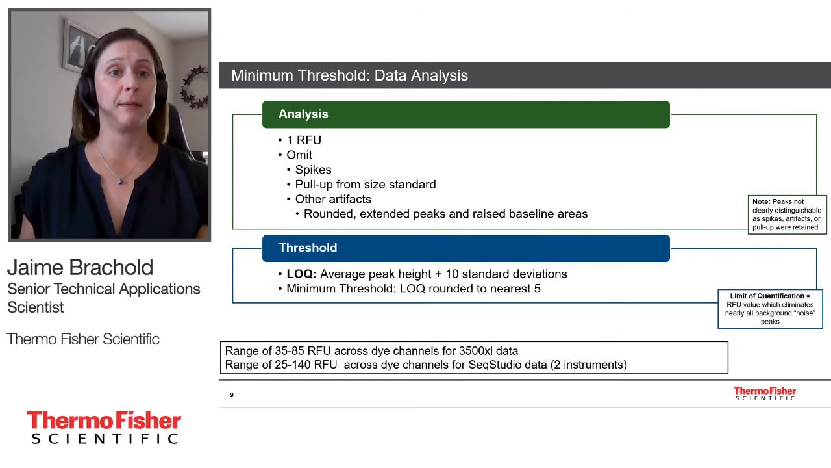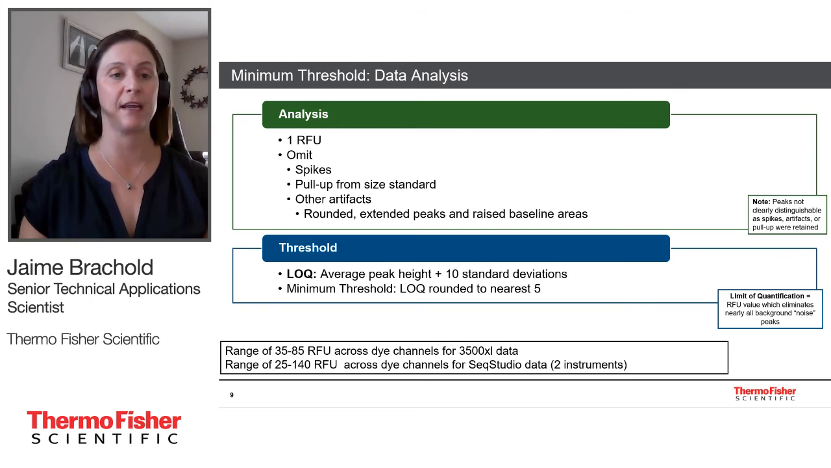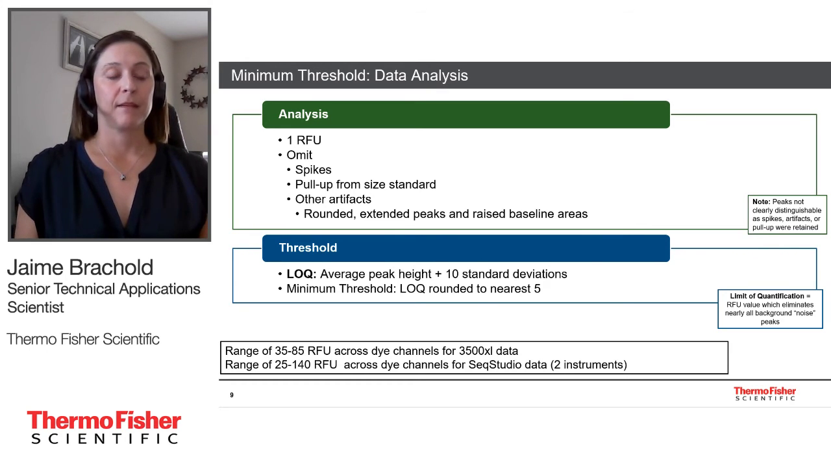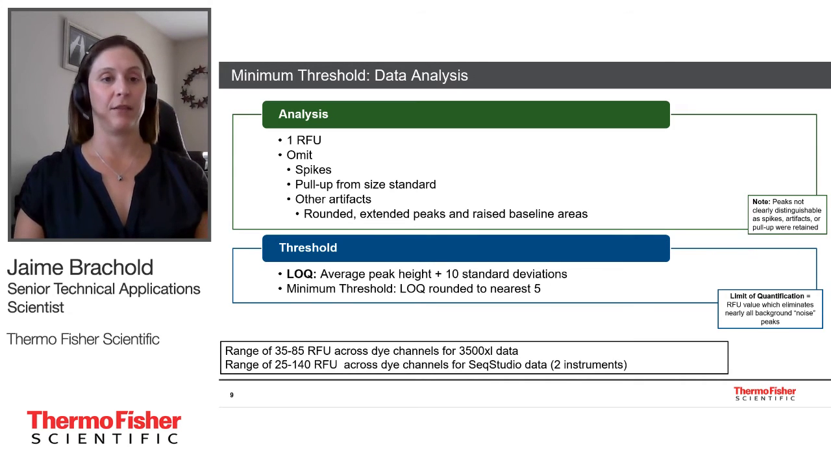So I mentioned that we used minimum thresholds for our analysis, and the way that we calculated a minimum threshold was we analyzed non-template control data for each of the kits on each instrument at 1 RFU. We went into the sample and edited out any pull-up. So that could have been spikes, pull-up from the size standard, or any other artifacts. So if there was a dye blob or any raised baseline areas, that all got edited out.